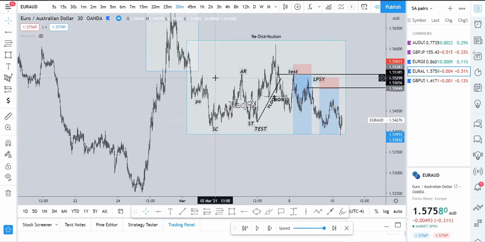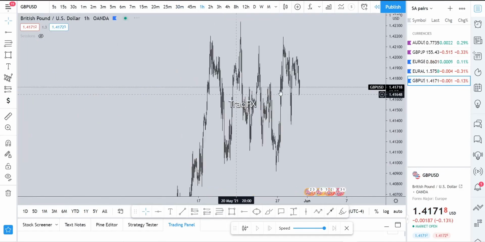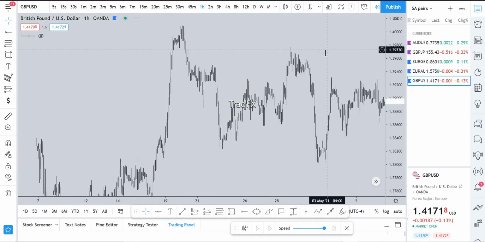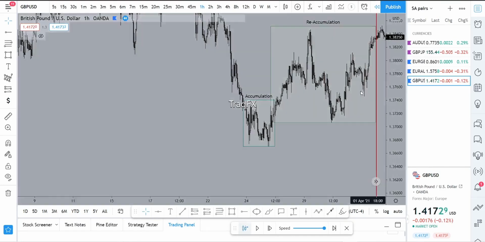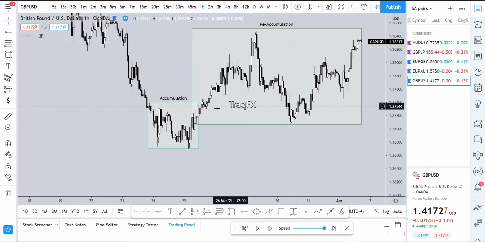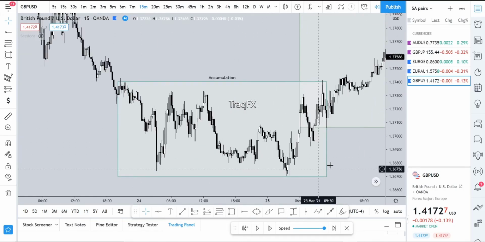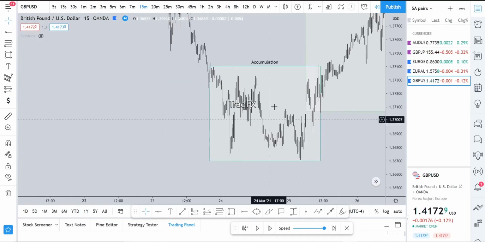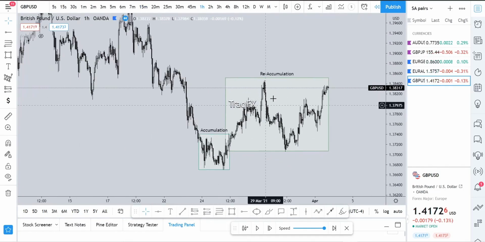Now, this is our redistribution. Let's go and look for our reaccumulation schematic. So if we go back in time, we're looking at GBPUSD. We can take a look at what price is doing over here. So if we drop to our lower time frames, we can see that the accumulation schematic has played out here, right? Price was accumulated at a low price level, right, before going higher.